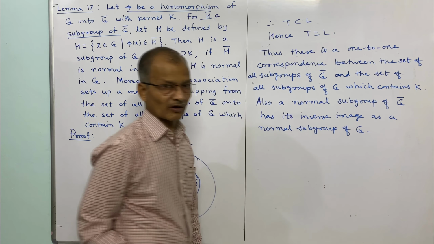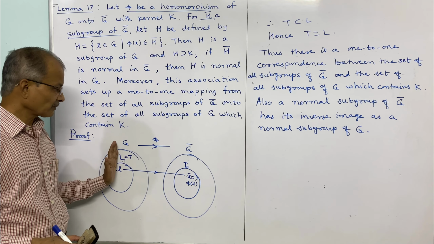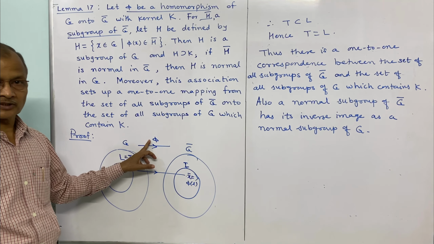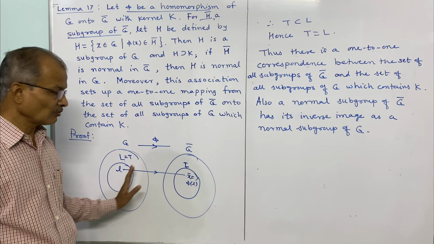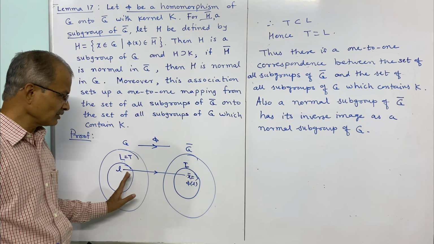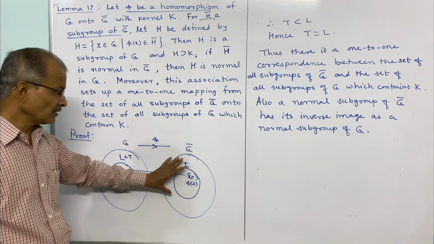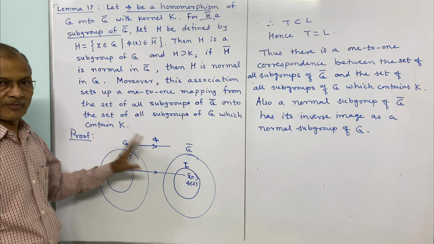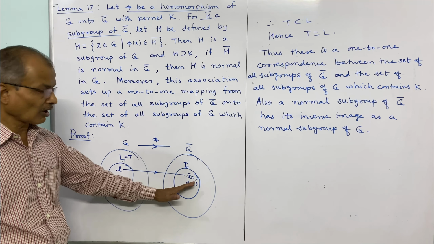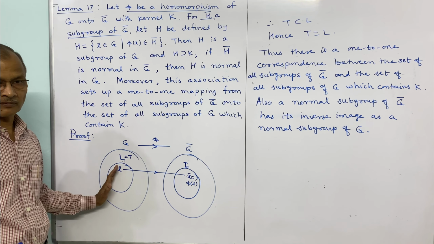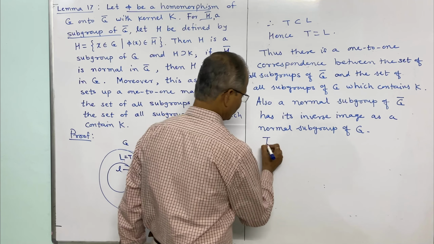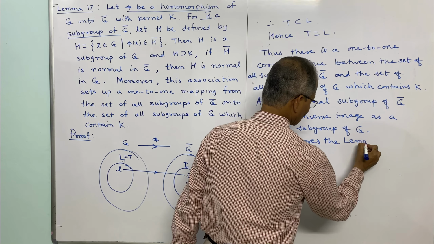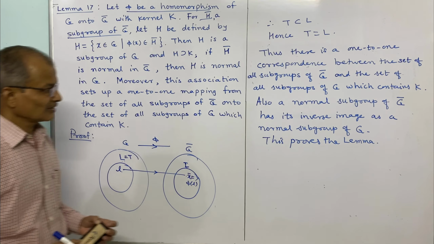So thus in this lemma we have proved that if phi is a homomorphism from group G to group G bar, and if this homomorphism is onto, then there is a one-to-one correspondence, that means a one-one and onto mapping, between the subgroups of G bar and the subgroups of G, and that mapping also corresponds normal subgroups of G bar and normal subgroups of G. So this proves the lemma.